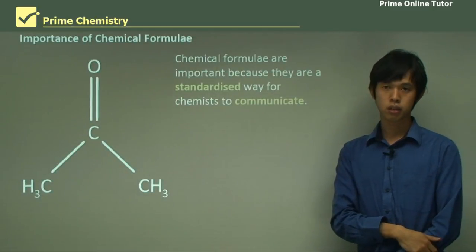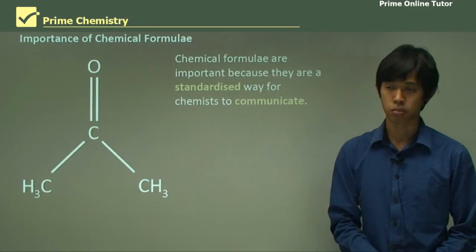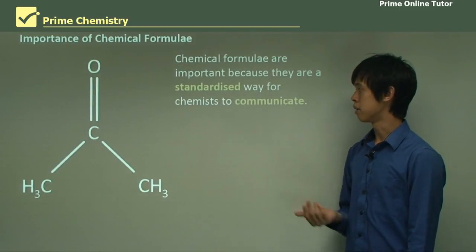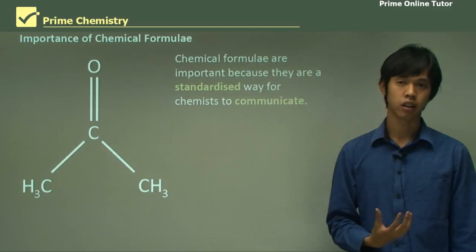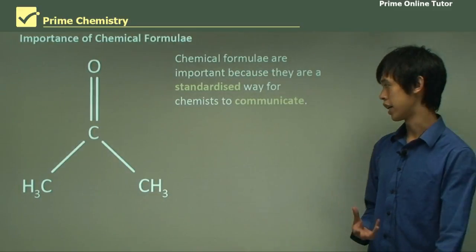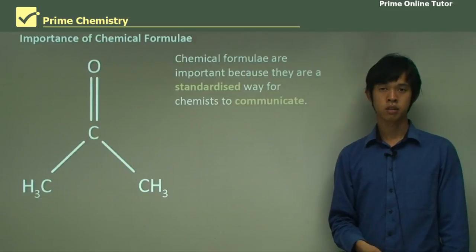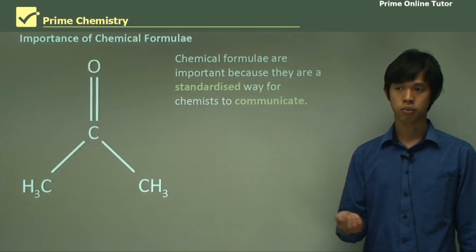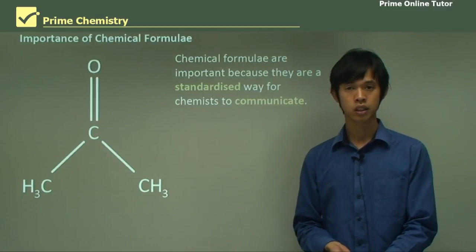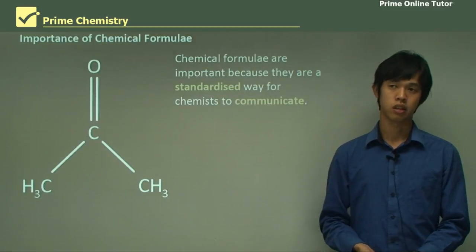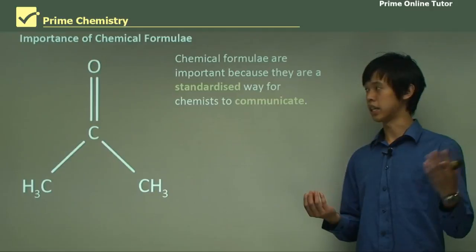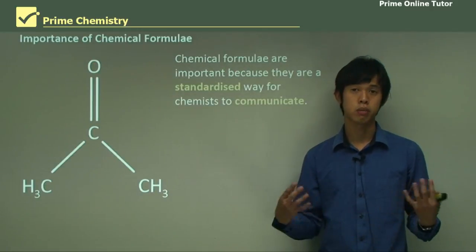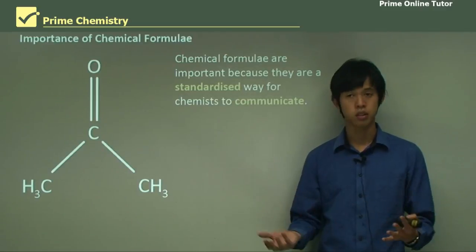So firstly, we have to talk about the importance of chemical formulae in the first place. So why do we need them? Well, chemical formulae are important because they're a standardized way of communication between chemists. So if, for instance, I was to draw a chemical and give it to another chemist, then they would know instantly what I'm talking about, or at least they should understand what this chemical is made out of and what it possibly looks like even.